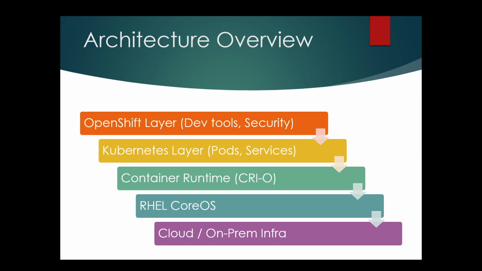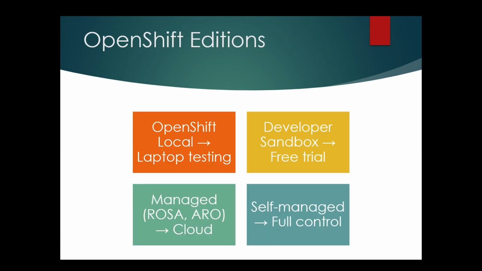So in terms of architecture, it starts from the bottom. It goes from the bottom, cloud or on-prem infrastructure. On top of that, you have Red Hat core operating system. On top of that, you have CRI-O. On top of that, you have pods, services, which is the Kubernetes layer. And then on top of that, you have the OpenShift layer. OpenShift layer, very important. And this OpenShift layer lets you control the development tools, security, monitoring, as we just discussed.